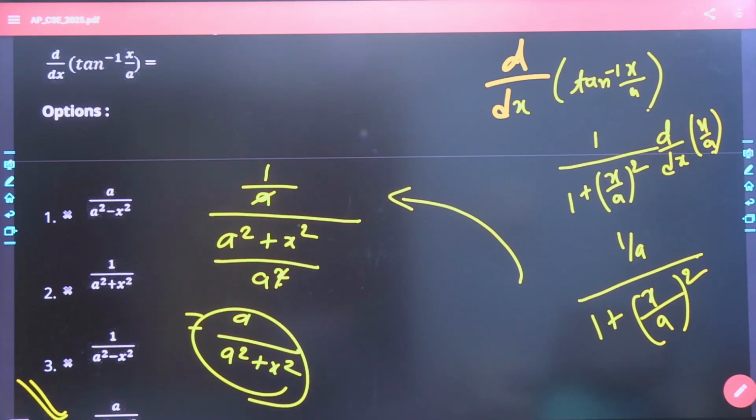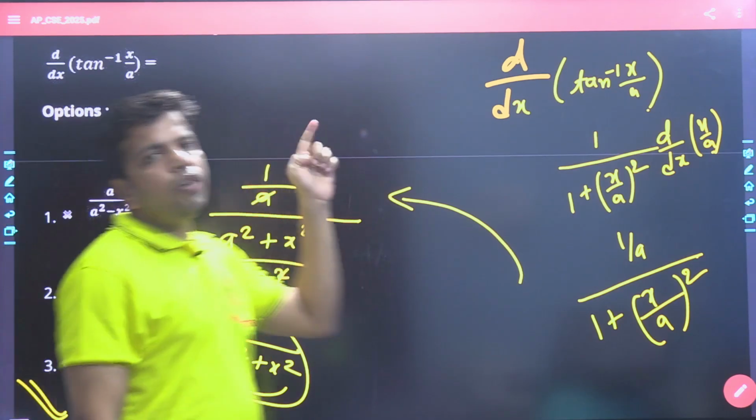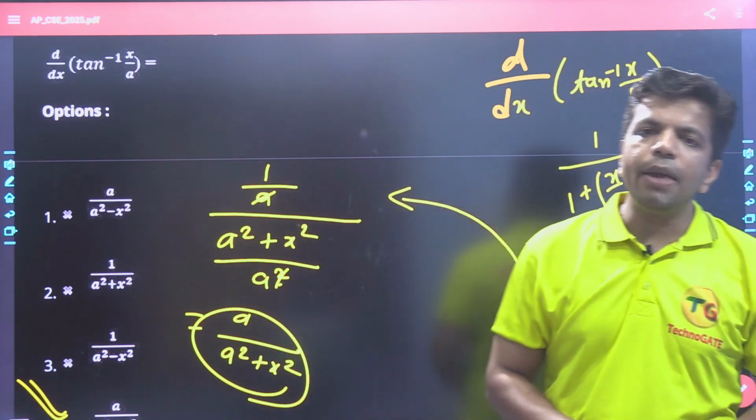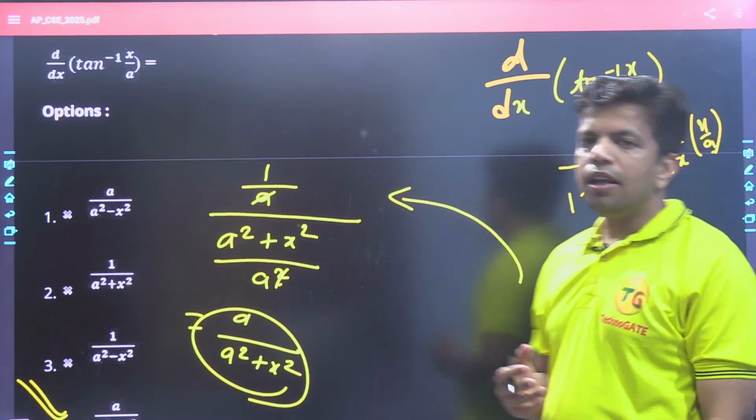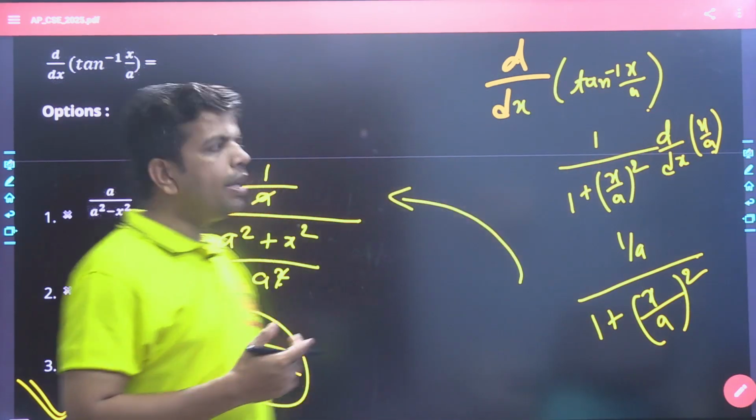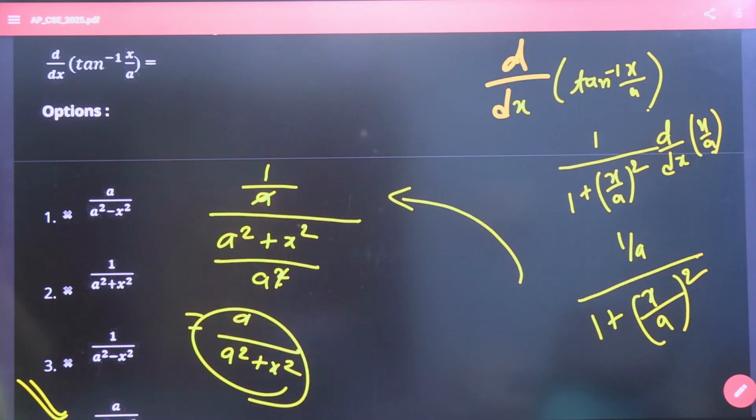Last one. First of all, you need to take the differentiation of tan inverse x by a. So the derivative of tan inverse x by a is 1 upon 1 plus (x by a) whole square, times the derivative of x by a. It's simply this one.